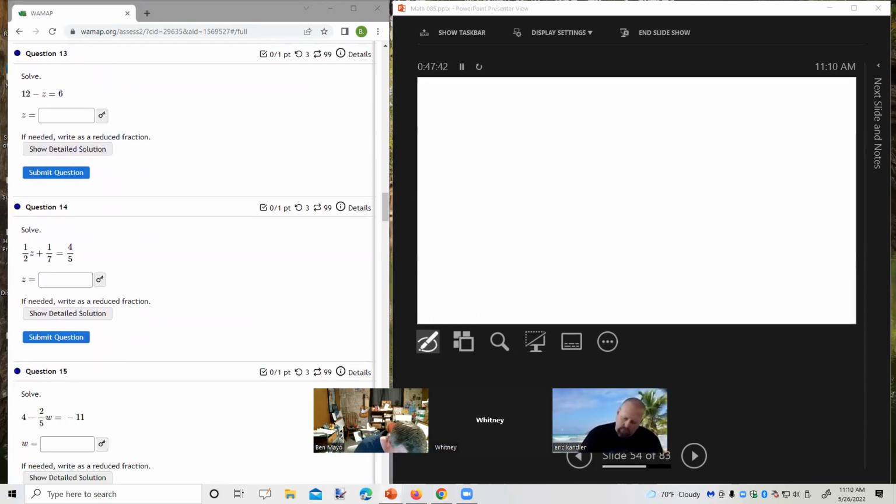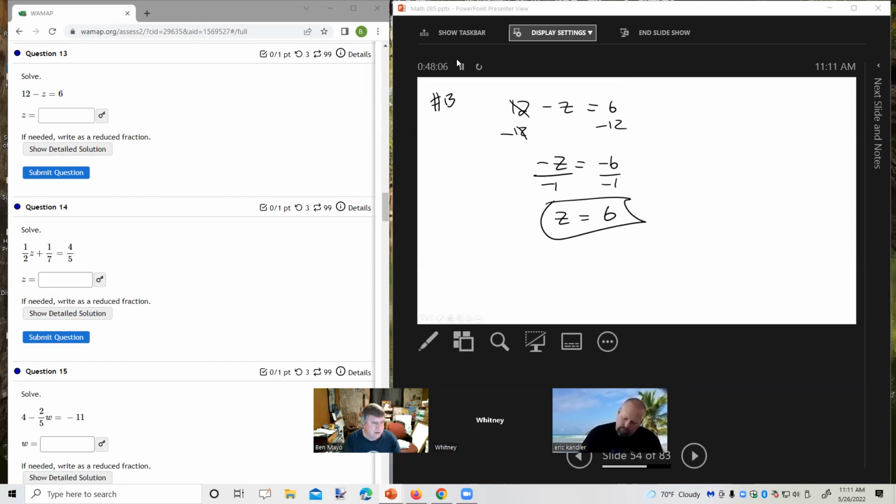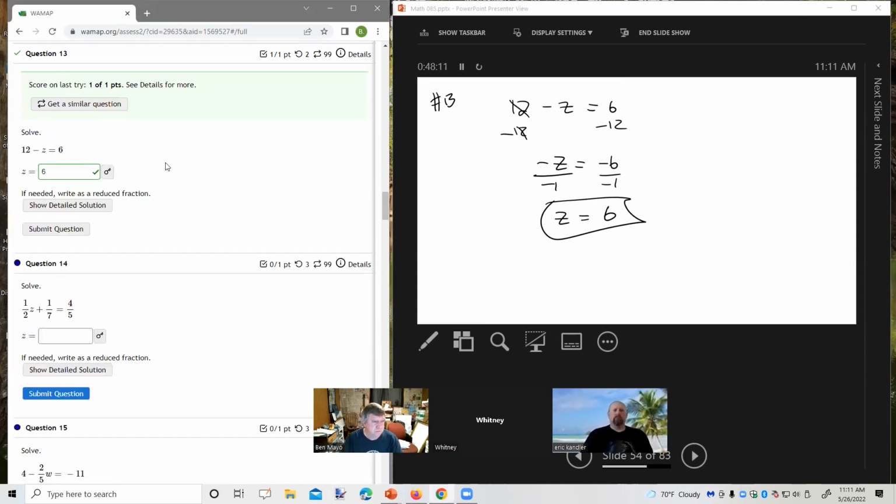Number 13, solve 12 minus z equals 6. We'll isolate the variable term by subtracting 12 from both sides. Now the coefficient is a negative 1, so I'll divide both sides by a negative 1. Negative divided by negative is positive. Z equals positive 6. I suppose I should be checking my work here. 12 minus 6 equals 6. 6 equals 6. It checks.